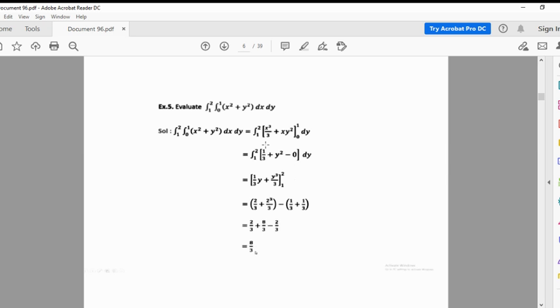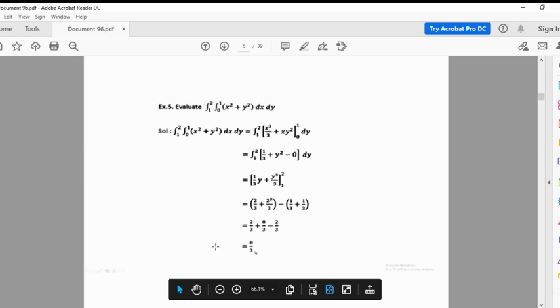Then we have to take the integration with respect to y. What is the integration of 1 by 3? That is y by 3. The integration of y square is y cube by 3. The limit varies from 1 to 2. So put the first limit, 2 by 3 and 2 cube by 3, minus the second limit, 1 by 3 and plus 1 by 3. Now this is 2 by 3 plus 8 by 3 minus 2 by 3, that is nothing but 8 by 3.